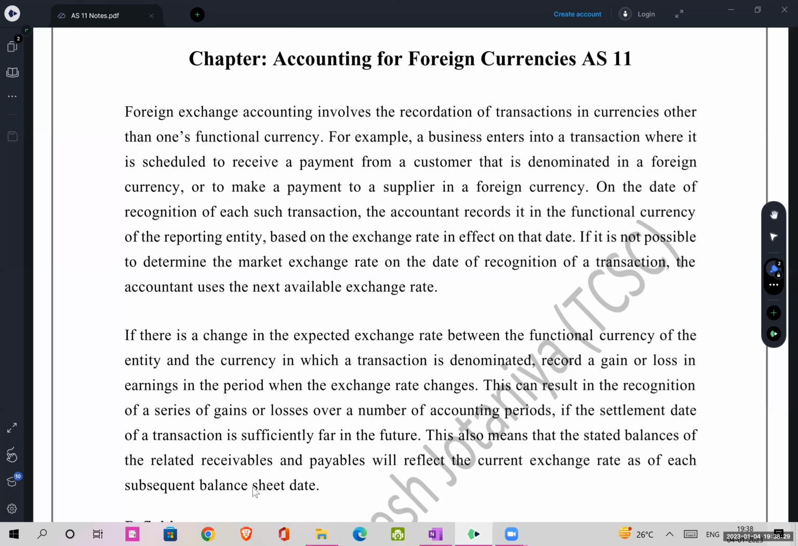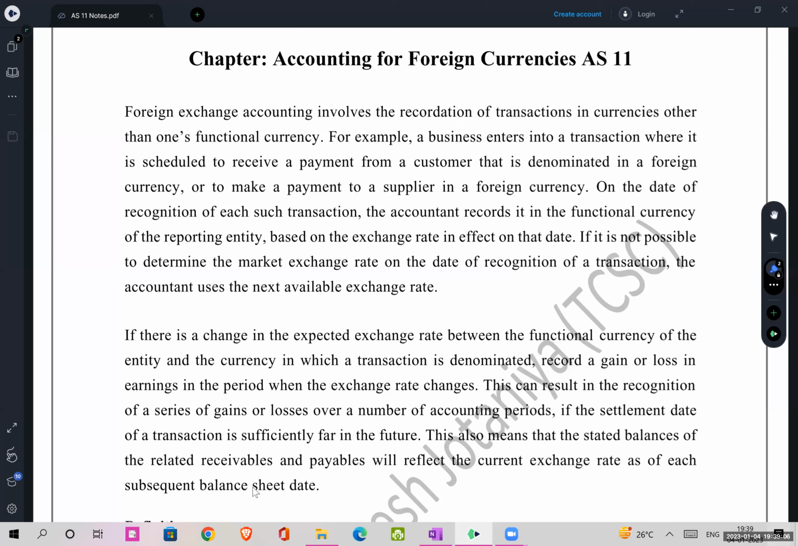Similarly, if I am importing anything from another country, so I am purchasing, I will have to make payment. When I am making payment, that payment will be recorded in Indian rupees. On the date of recognition of each such transaction, the accountant records it in the functional currency of the reporting entity based on the exchange rate in effect on that date. If it is not possible to determine the market exchange rate on the date of recognition, then the accountant uses the next available exchange rate.